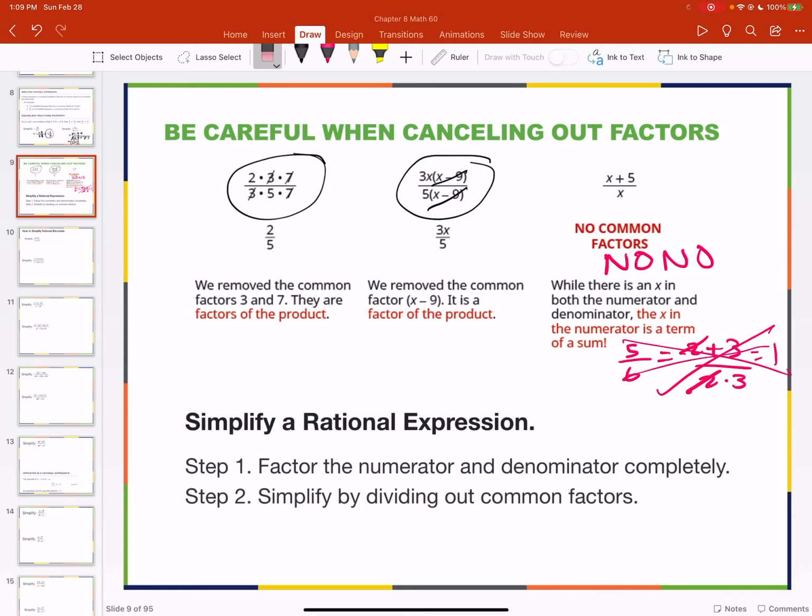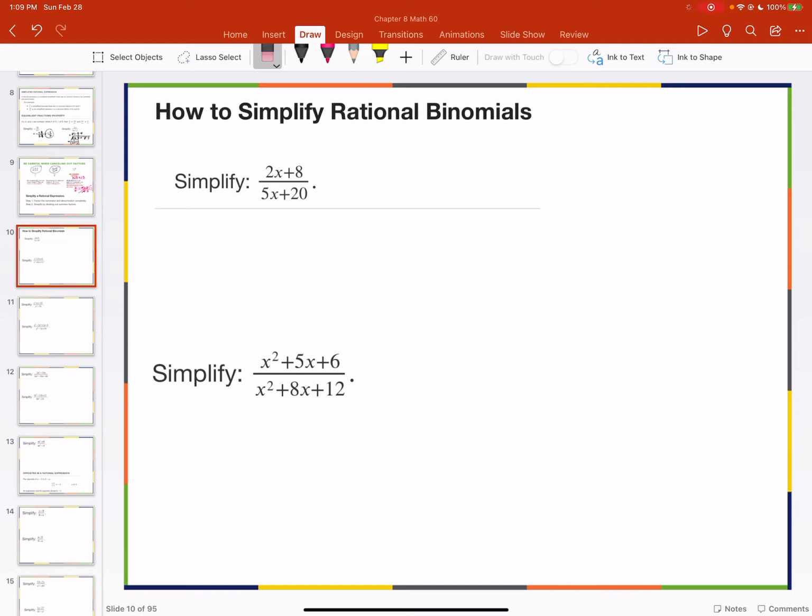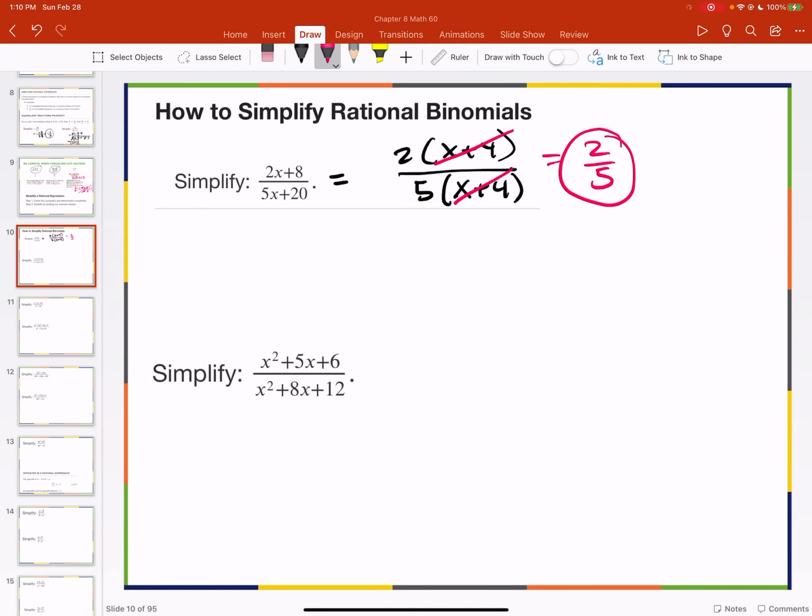So let's do some rational polynomials. We need to remember GCF and all the factoring tips and tricks that we have so far. On the top, you can factor out a 2, and you're left with x plus 4. On the bottom, you can factor out a 5, and then you're left with x plus 4. The x plus 4s cancel, and you're left with 2/5. For the next line, you can factor: what are the 2 factors of 6 that add to 5? We did that before, but that's x plus 2, x plus 3.